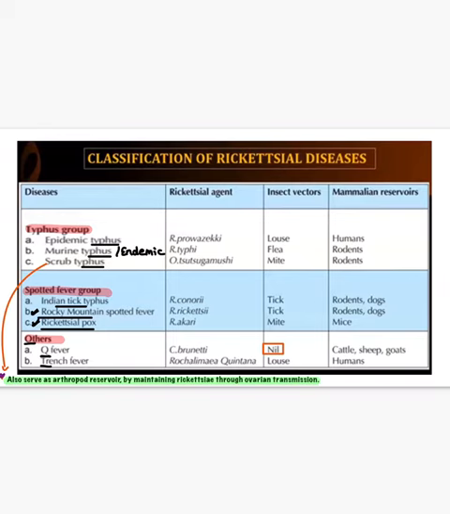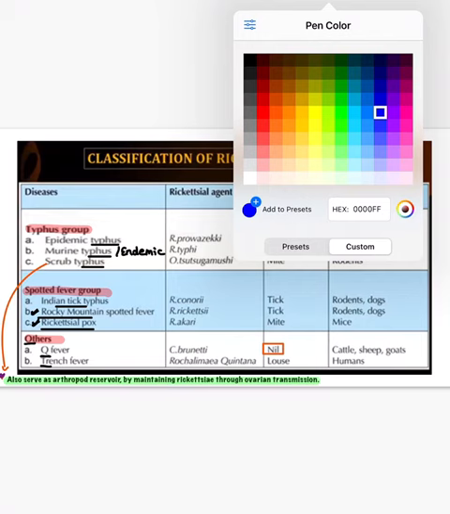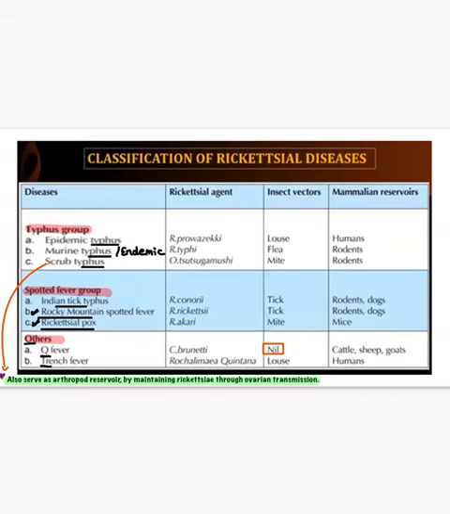Now remembering the organism that causes each, that is very simple. I will make it easy. If you talk about epidemic typhus, that is Prowazekii. If you talk about murine typhus, how will you remember that? This is endemic only. Remember MEN: murine is endemic. And men wear a tie, that is typhi. Now coming to scrub typhus, that is Tsutsugamushi. The T is silent here.